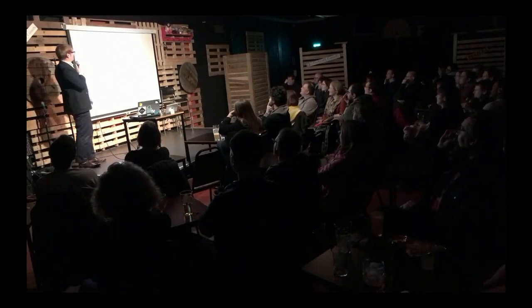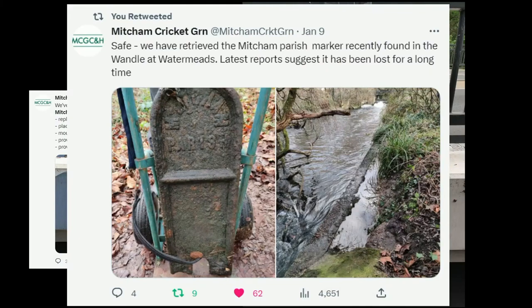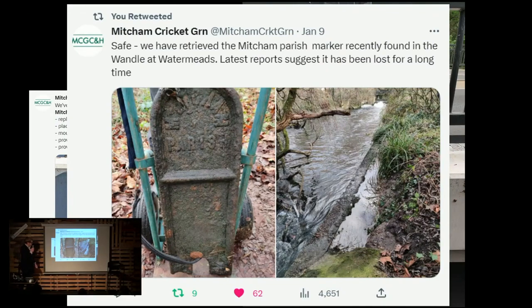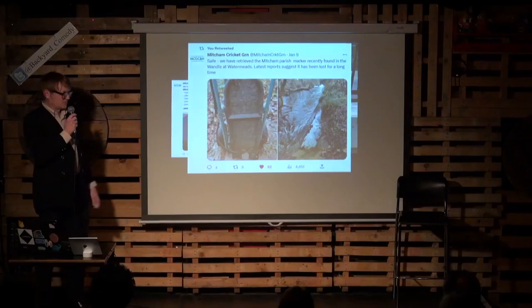This is a different one, Mitcham Cricket Green again. They retrieved a lost parish marker in the river that's been there for decades. And they asked me, you know, who owns it? What should we do about it? But good on them, good on them.